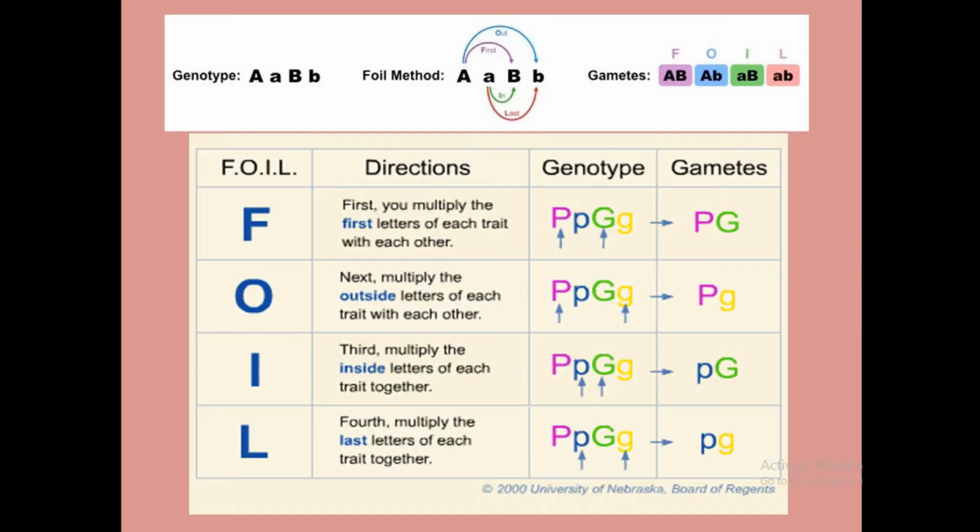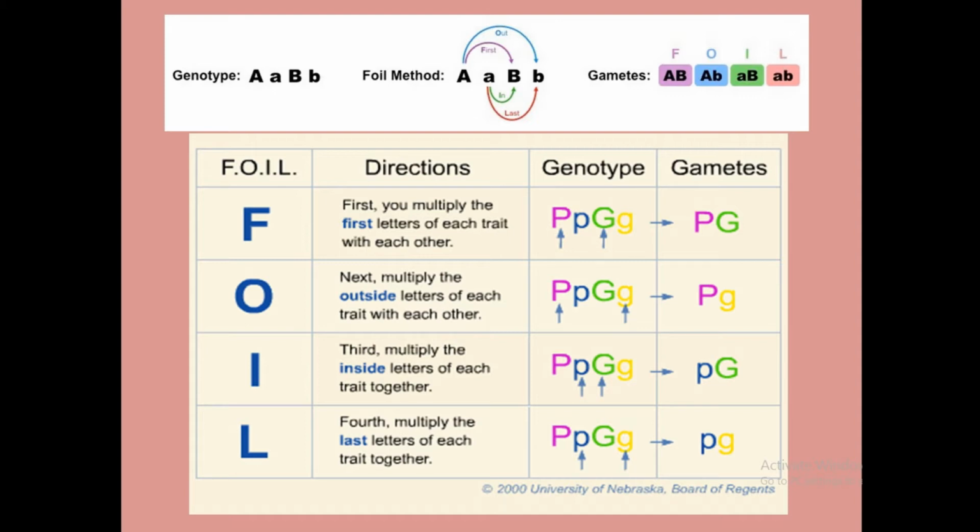So now what is the FOIL method, on which the Punnett square is based, today's topic. So this is the FOIL method. It is a very easy method. F means first, O means outside, I means inside, L means last. So what is the need of this? Let's see. If the genotype is given like capital P small p and capital G small g, then what are the gametes that we will get?